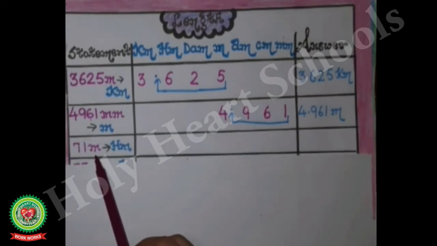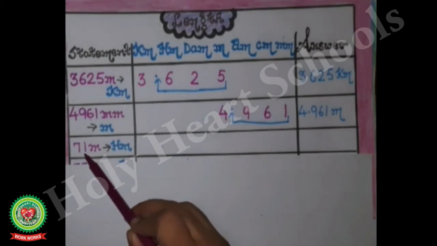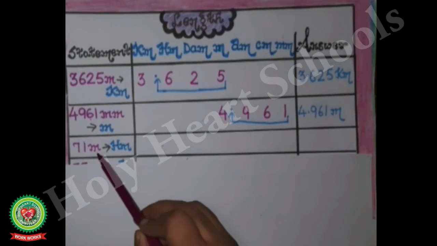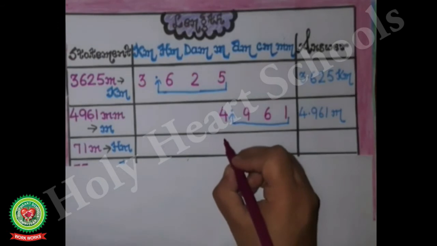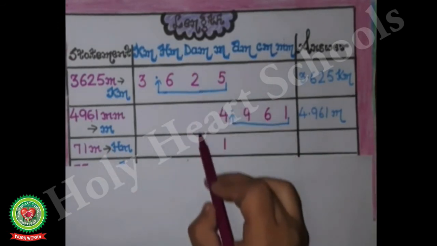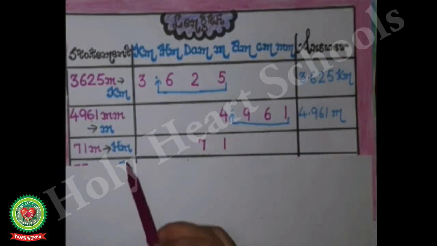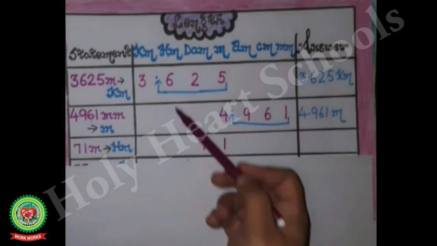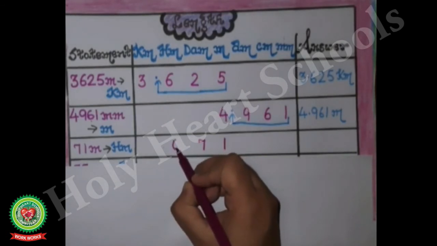71 meter. And we have to convert it into hectometer. Now, let's arrange it. We will start arranging number from back and start writing from meter. Here meter is given. So, under meter, 1 will come. And under decameter, 7 will come. Now, we have to convert it into hectometer. But students, you can see there is nothing below hectometer. So, you can put 0 here.